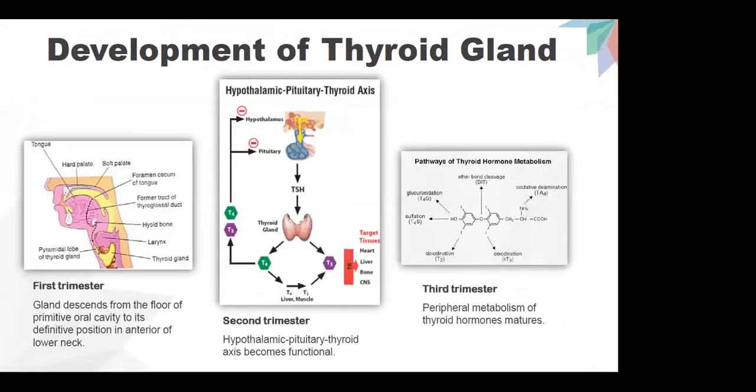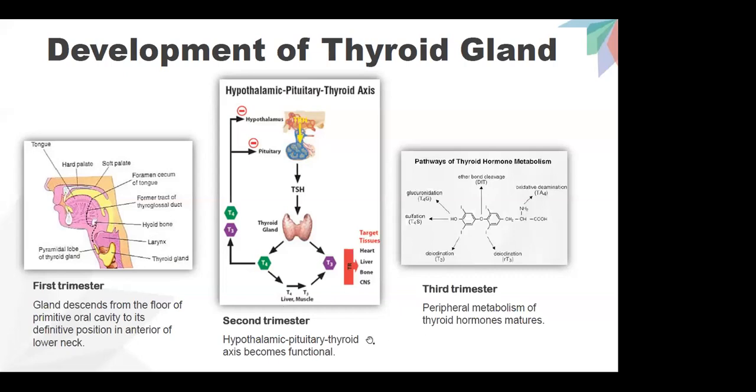We move to the development of the thyroid gland. The thyroid function develops in three stages. At the end of the first trimester, the gland descends from the floor of the primitive oral cavity to its definitive position in the anterior lower neck. The hypothalamic-pituitary-thyroid axis becomes functional in the second trimester, and peripheral metabolism of thyroid hormones matures in the third trimester. Next.